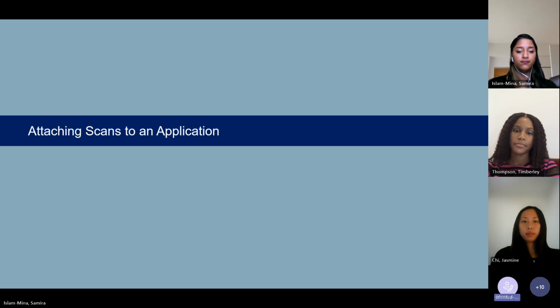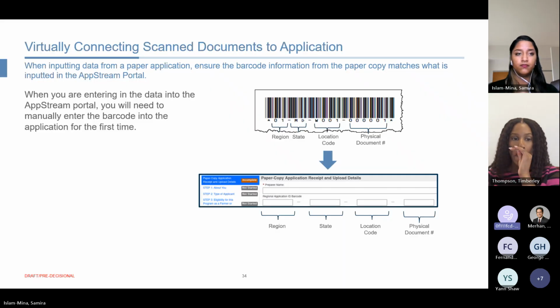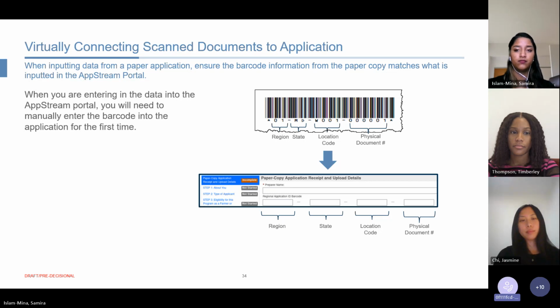And then we have a few more steps of attaching scans to an application once you successfully have scanned your documents in. Separately, you will need to virtually connect the electronic application that you're filling out to the barcode and the scanned documents. Electronically, where this connection is done automatically, the data entry folks here, your job is to add the barcode information into the application to connect it with the scanned document.